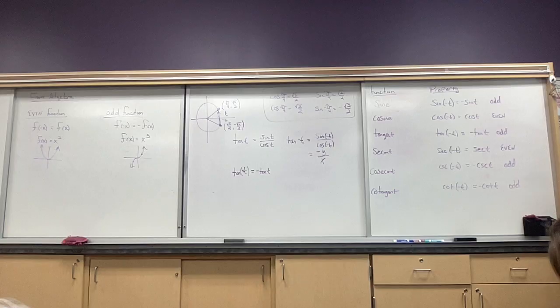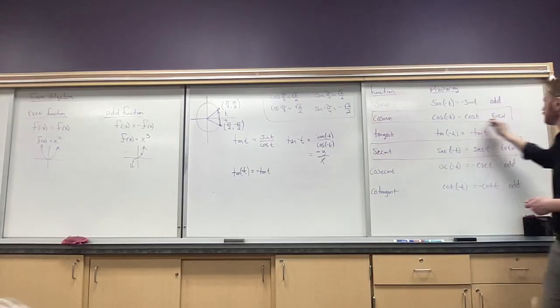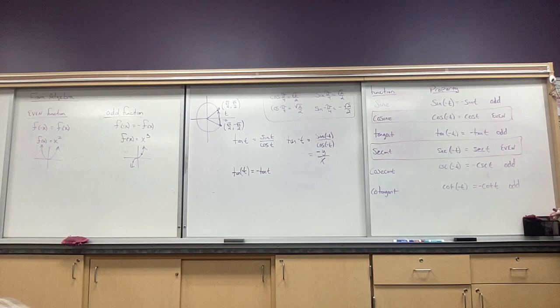So there's only two evens. It's these guys, secant and cosine. They're the only ones that are even, to where if you see a negative angle, it's the same thing as it's positive. The other ones, not so much. But again, that will help us to evaluate and graph, which we're going to see in our last example.